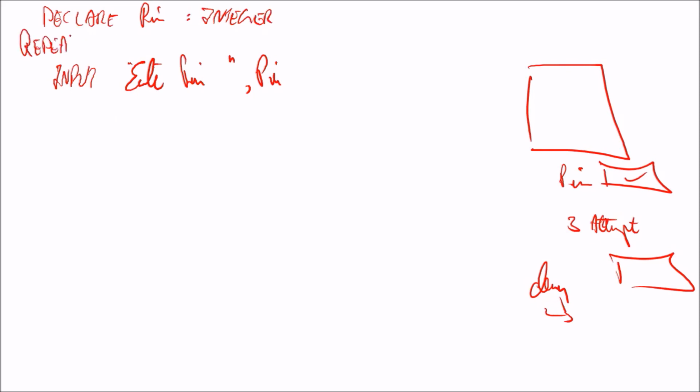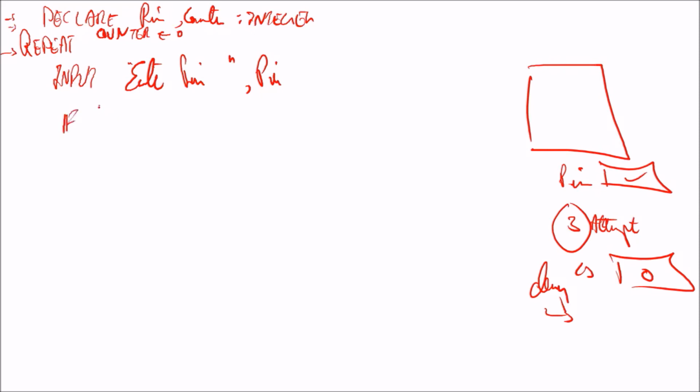Repeat, inside repeat. This is your pin. Now you need another variable, that is a counter. We have to take 3 attempts, so you need a counter. So counter colon integer, and initialize counter from 0, because it will be initialized from 0. So we need a variable counter, and initially we have to put it to 0. So declaration, initialization, then repeat after input, then let's say if.